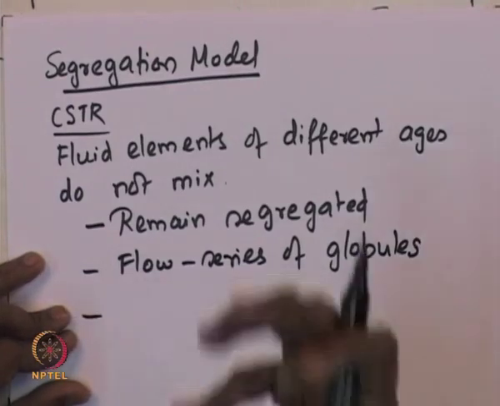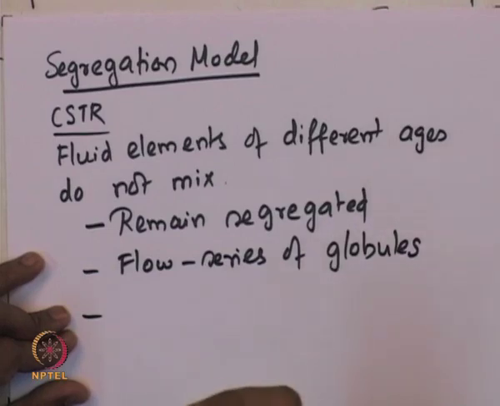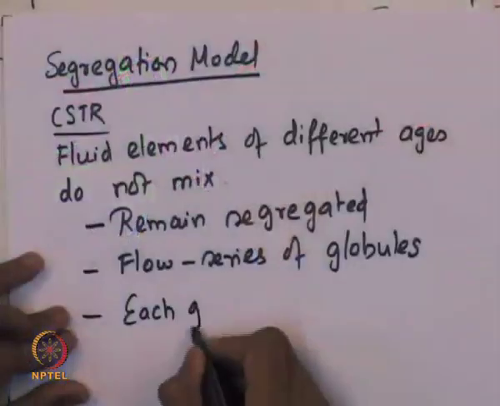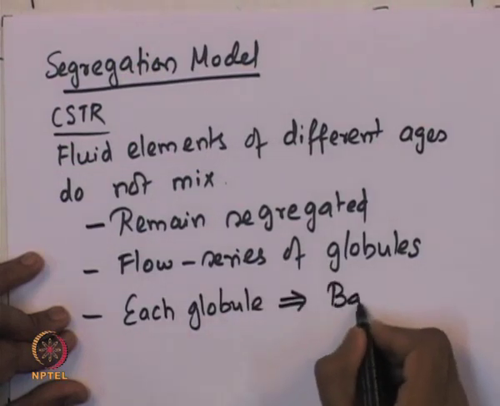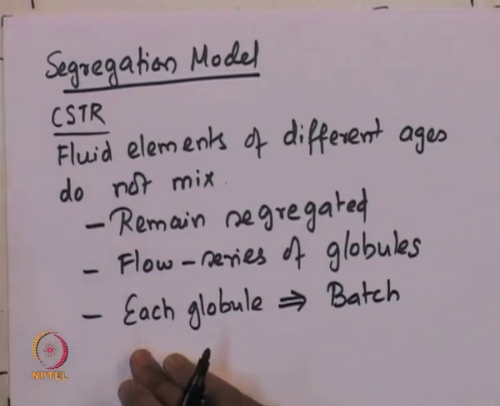Whatever reactant is present in a globule continues to undergo reaction, and all the species present in that globule gradually proceed to complete conversion. So, therefore, we may consider each globule as a batch reactor.